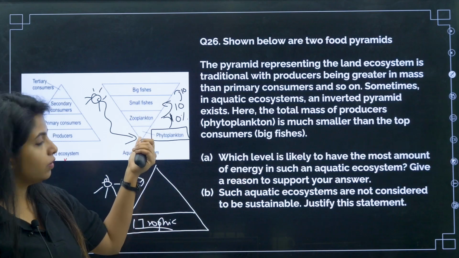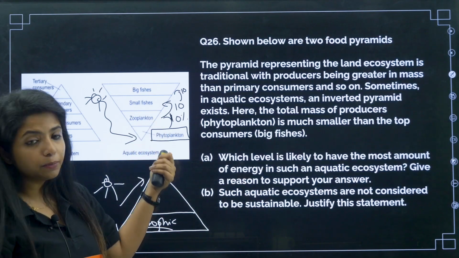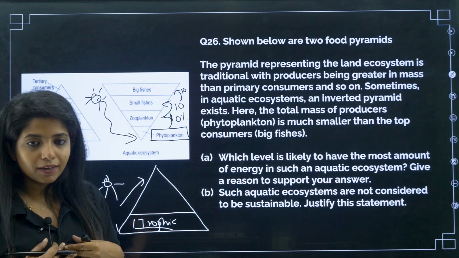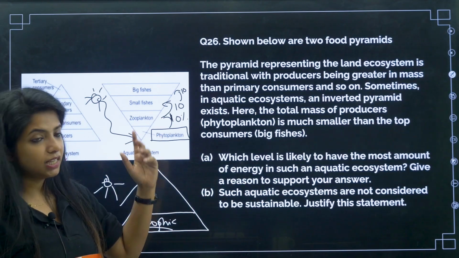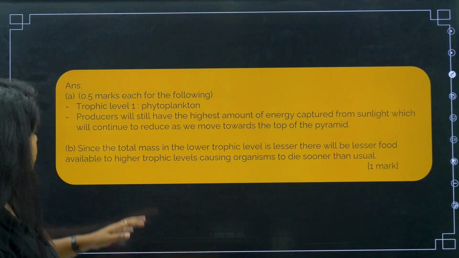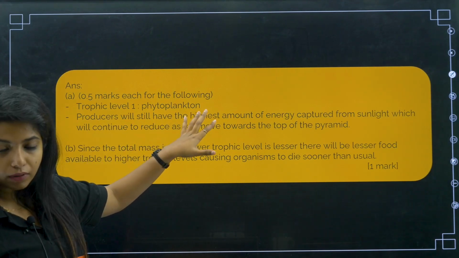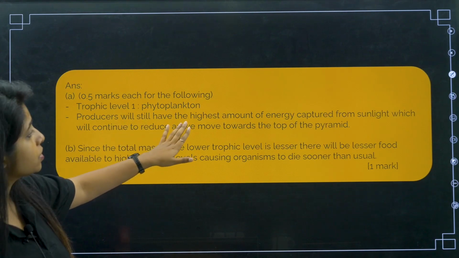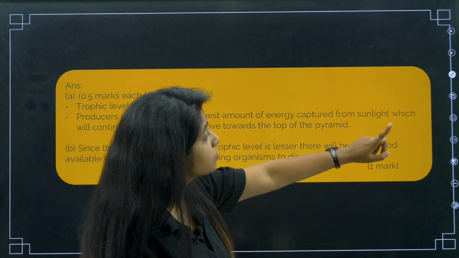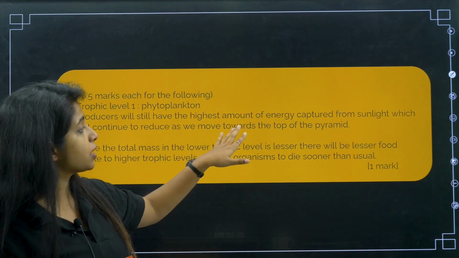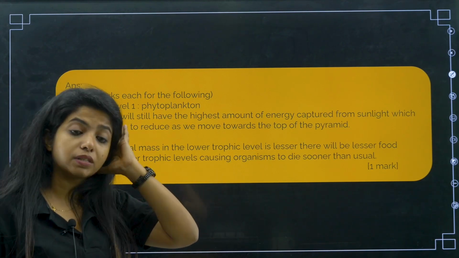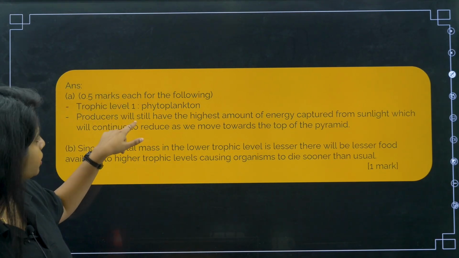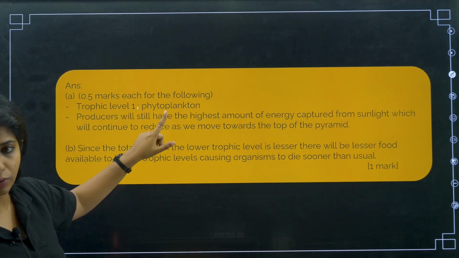So if you are giving 10%, that means 90% some of it might be waste, but some of it you might be utilizing, obviously. So that becomes the answer for this. How do you frame this answer? Trophic level 1 phytoplankton has what? Most amount of energy. How do you justify? Producers will have the highest amount of energy captured from sunlight, which will continue to reduce as we move towards the top of the pyramid, because there is a 10% rule, my dear children. You get it? So you get 0.5 for each of the following, 0.5 for this, 0.5 for this, 1 mark.